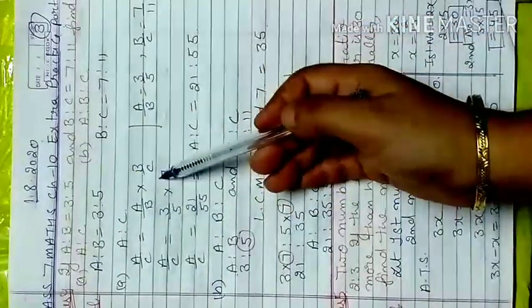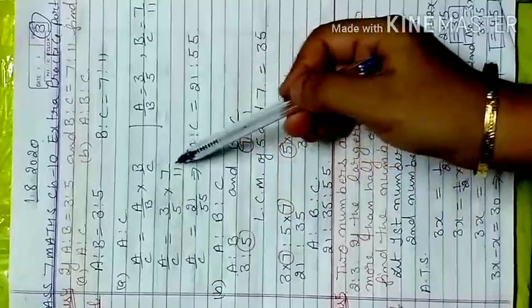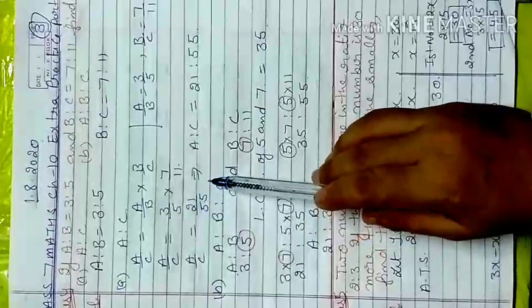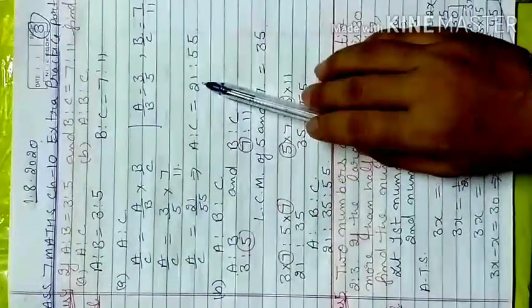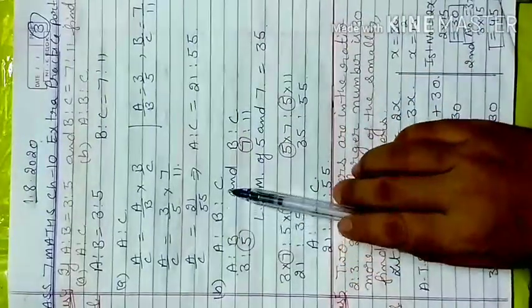Now instead of cancellation, we just apply the value: a by b is 3 by 5, b by c is 7 by 11. After multiplication it gives me 21 by 55. Now convert it back into ratio form: a ratio c is equal to 21 ratio 55. Now next, you have to find a ratio b ratio c.